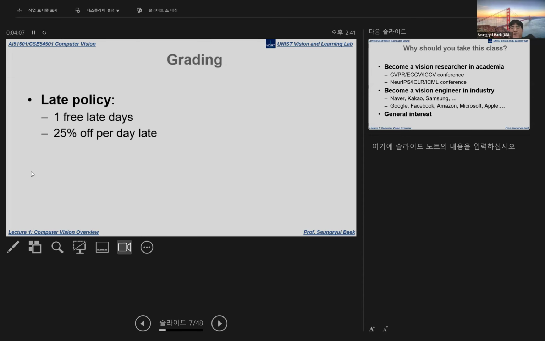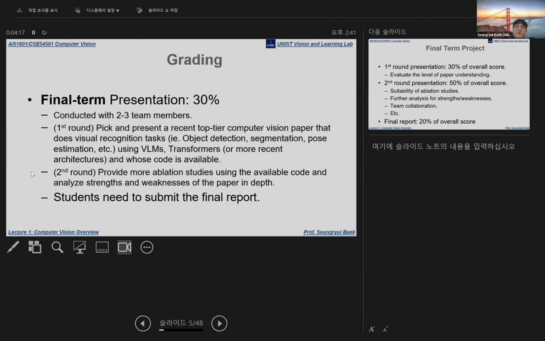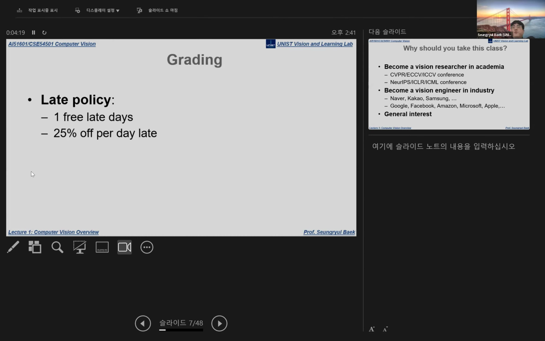And there will be a late policy. So for every assignment, but not for the final term project. For the 2 programming assignments, we are giving you 1 free late delay day. So you can freely delay the programming assignment submissions by 1 day, and after 1 day, we will deduct your score by 25% for each day. This is the late policy for programming assignments.